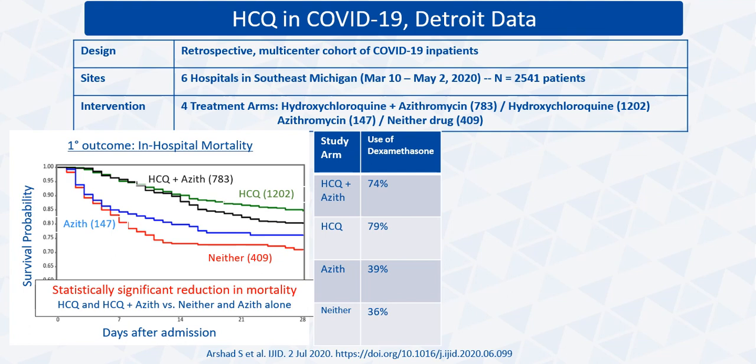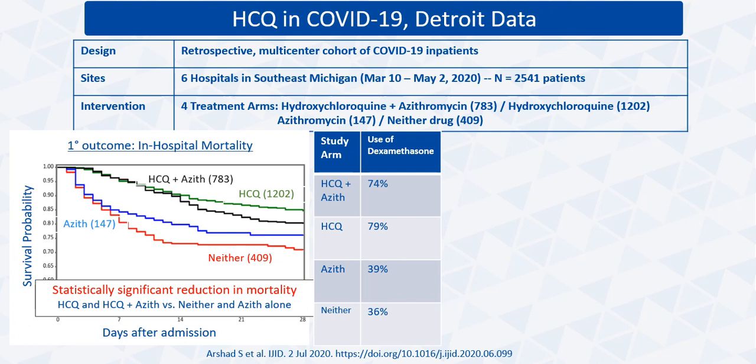However, when we think about baseline differences in the patients in each of those study groups, because they were not randomized, right? They were selected by the treating prescriber. There were certainly differences, but the one that really stood out was the use of dexamethasone. What you can see in this table is the top 2 lines represent each of the study groups with hydroxychloroquine. Use of dexamethasone was 75 to almost 80% in those 2 arms versus 36 and 39% in the other 2 treatment groups.